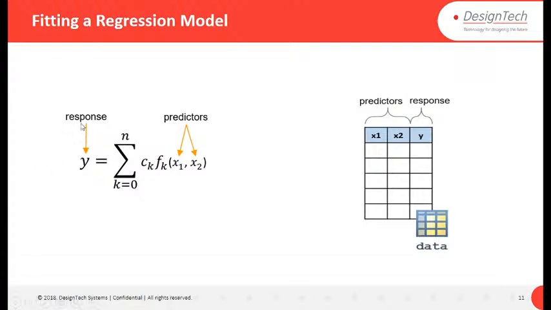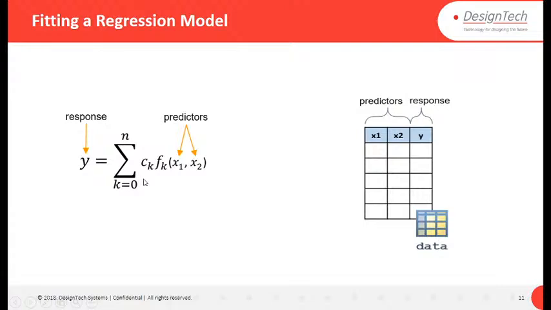You see here, this is a response y, and you will have multiple predictors. Let's say in this case we have 2 predictors, that is x1 and x2. Predictors are also called inputs. And what is the response? Only one response we have, that is y.